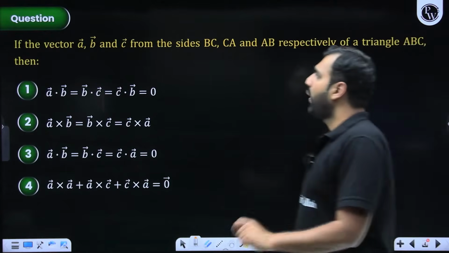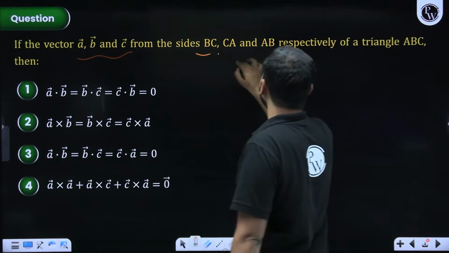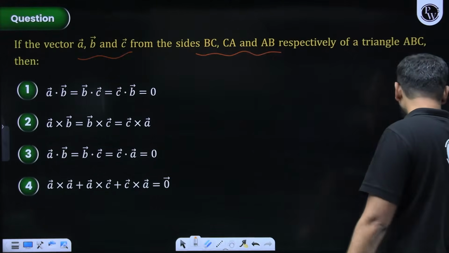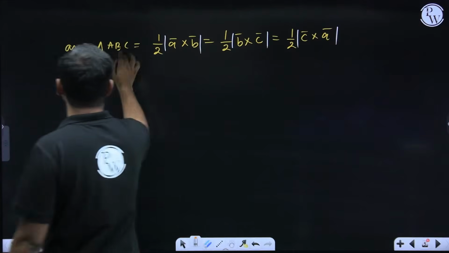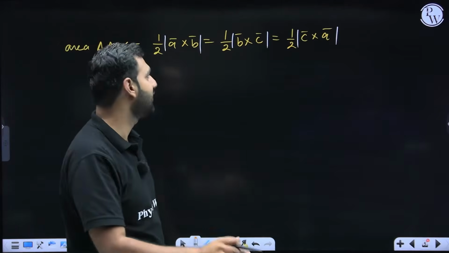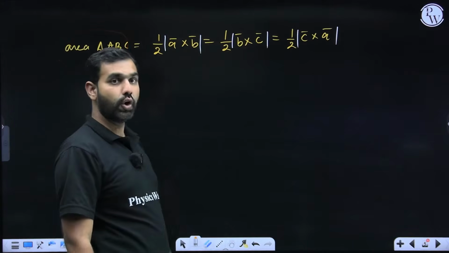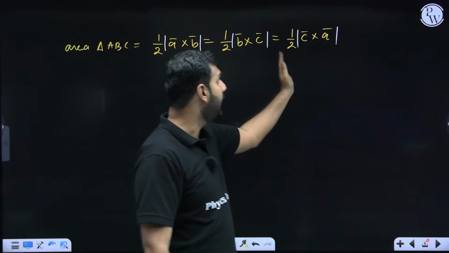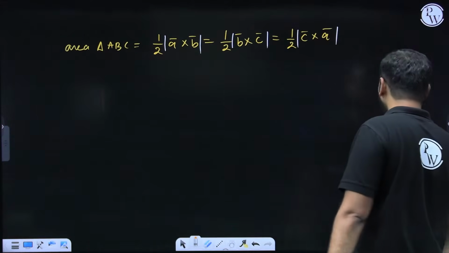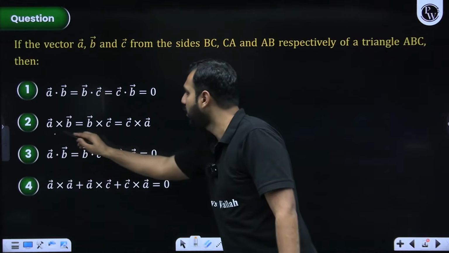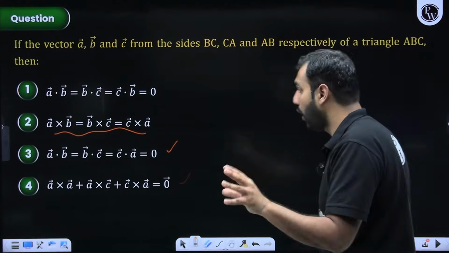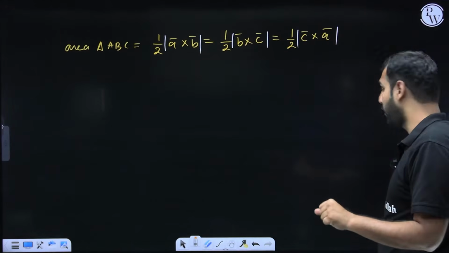Second question. Vectors A, B, C form the sides BC, CA and AB. Then what holds true here? What do we know? That for any triangle ABC, if its sides are vector A, vector B and vector C, then the area is given by half of mod of A cross B, or half of mod of B cross C, or half of mod of C cross A. There we know that A cross B, B cross C and C cross A could be equal. That is what we are given in option B. You can check for the other options as well, which are definitely not always true.